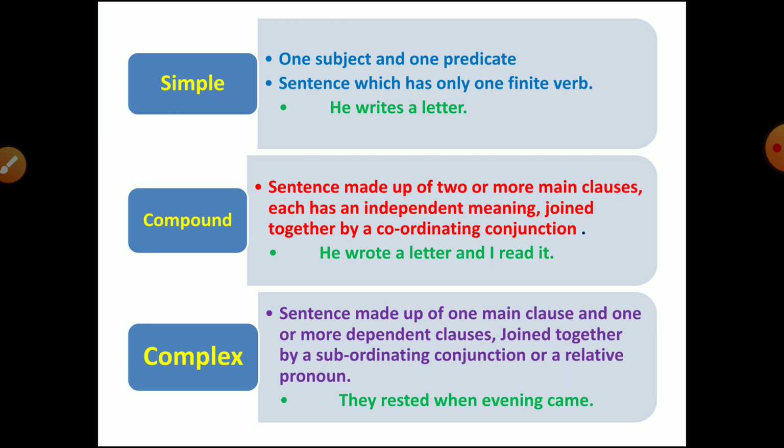Then we have compound sentence. Sentence made up of two or more main clauses. What is the main clause? What is an independent clause? We have discussed it, that a main clause should have a subject and a verb, and it should give a complete sentence. So if a sentence is made up of two or more clauses, and they are all main clauses, each has an independent meaning. Main clause means that it must have independent meaning, joined together by coordinating conjunction.